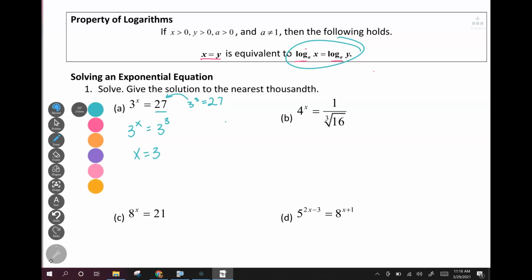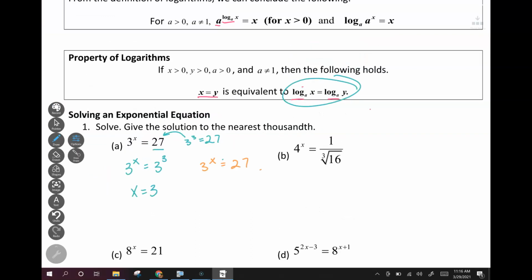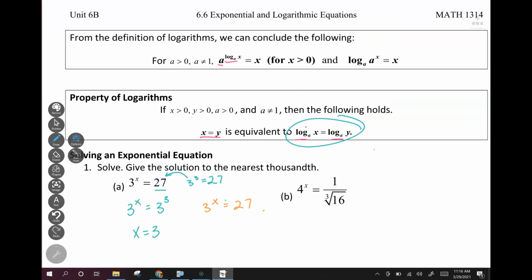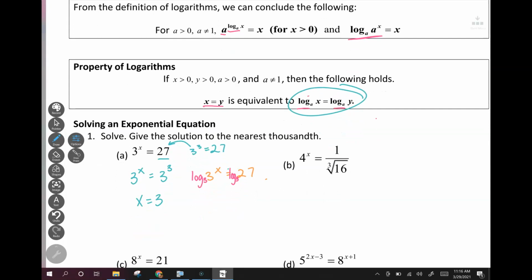Another way that you can solve this one, 3 to the x equals 27, is you can actually take the log base 3 of both sides. So that would be using both of these properties. If I take the log base 3, because that would match my base, then it's going to cancel that 3 out. And that also uses this property of logs, saying that you can take the log of both sides and it's still going to be equivalent.